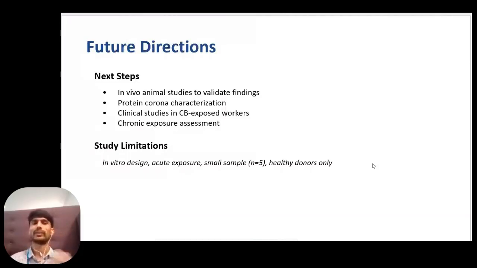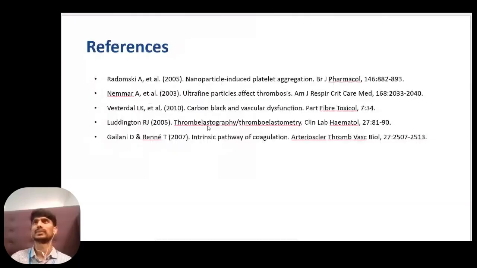Let's go to further directions. I did only an in vitro study, so further directions include in vivo animal studies to validate the findings. Secondly, protein corona characterization; if we know which proteins are involved in the carbon black protein corona, we can learn more. Then clinical studies on exposed workers and chronic exposure assessment. If we do all these things, we can see more about how carbon black affects people in the real world. Our study limitations: we used only in vitro methods, a small number of people, and healthy donors only.